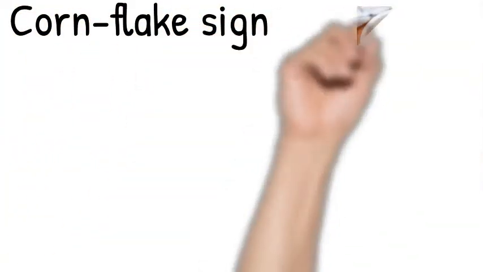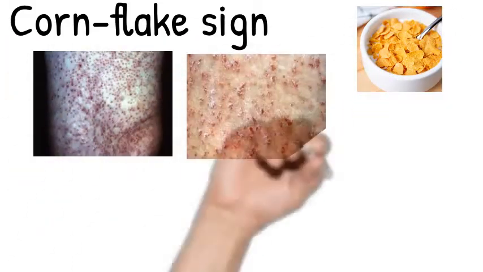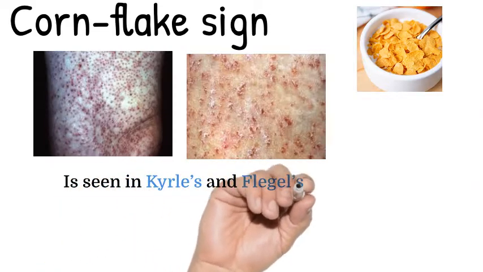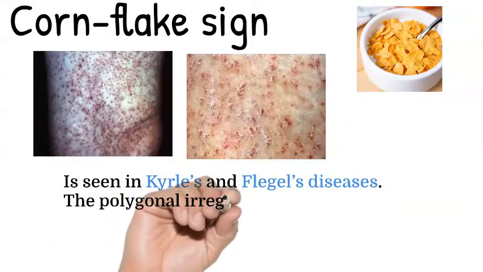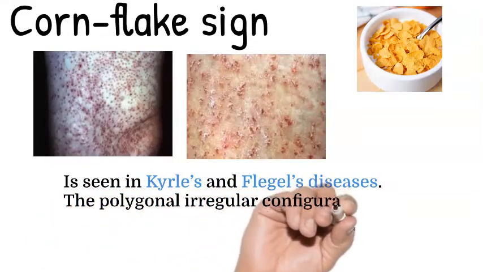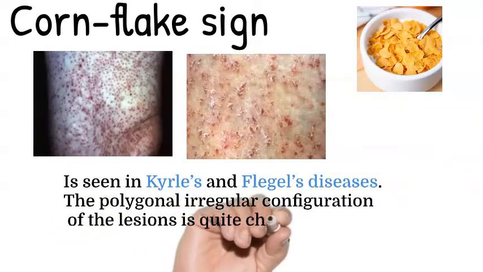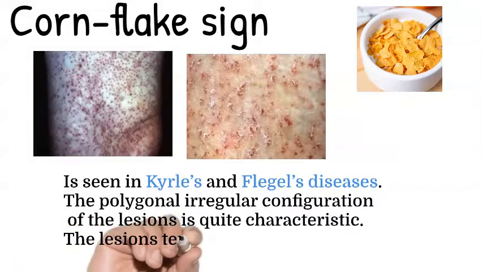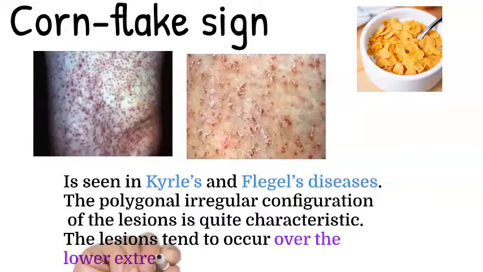Cornflake sign. Cornflake sign is present in two diseases, Kyrle disease and Flegel disease, and refers here to the type of scales in these diseases. It takes the polygonal irregular configuration, and this is quite characteristic of these diseases. And the lesions appear over the lower extremities in Kyrle and Flegel disease.